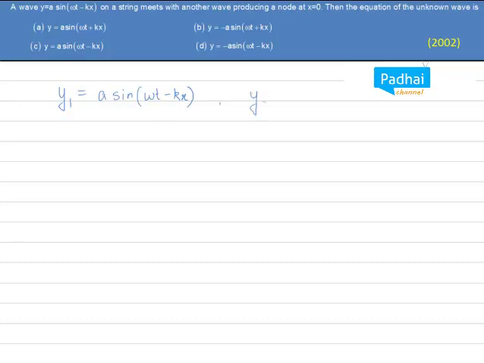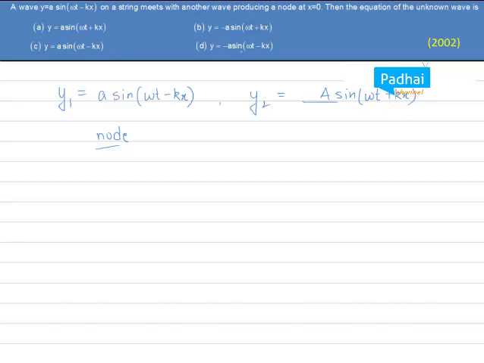Now there is another wave whose equation is unknown, and they are interfering and producing a node. How does a node form? Obviously this y2 should be traveling in the opposite direction. That means the formula should be of the form a sine of omega t plus kx. Because if it is minus kx, it is plus kx, that means it is traveling in the opposite direction.